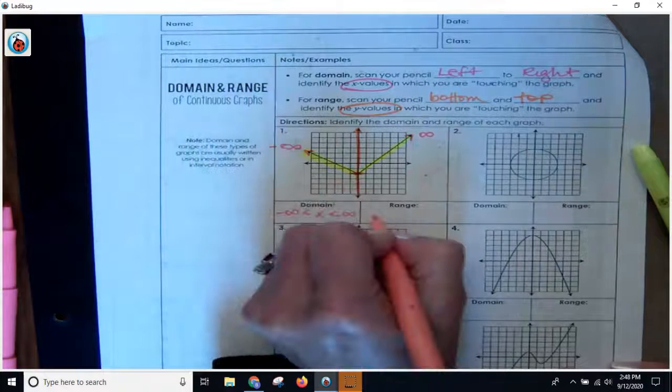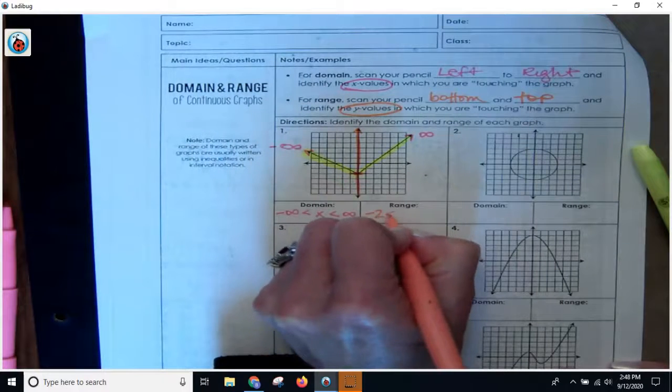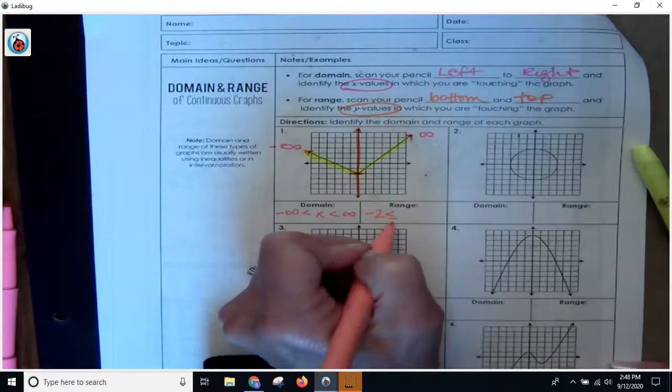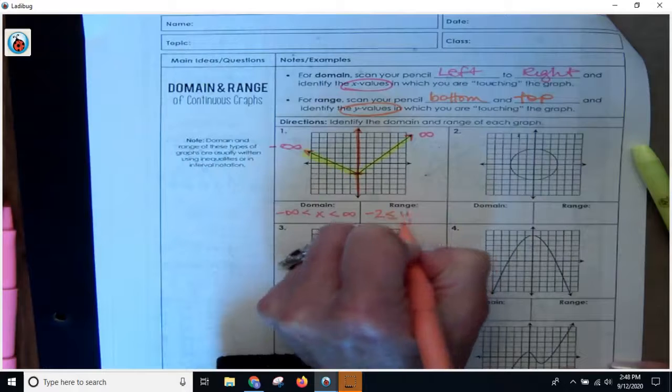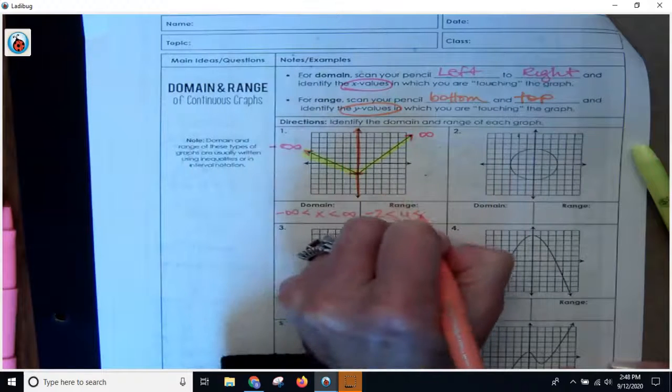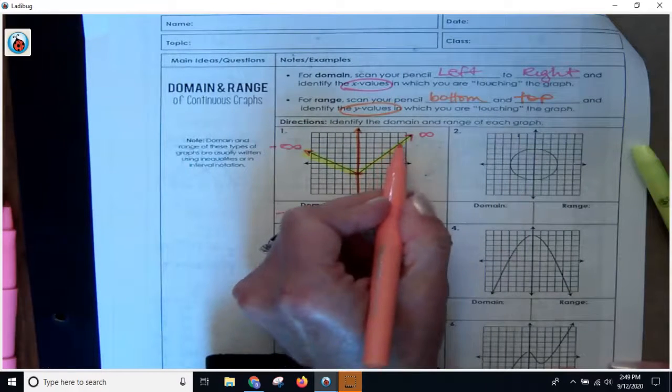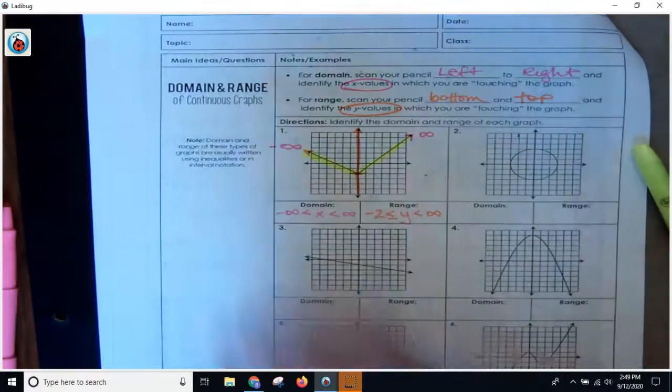So the very first y value that comes into play is y equals -2, and it's touching it, so I'm going to use an equal sign. We're talking about our y values, and then it goes up, up, up in that direction to infinity. So keep in mind when we're talking about domain and range, we're talking about boundaries.